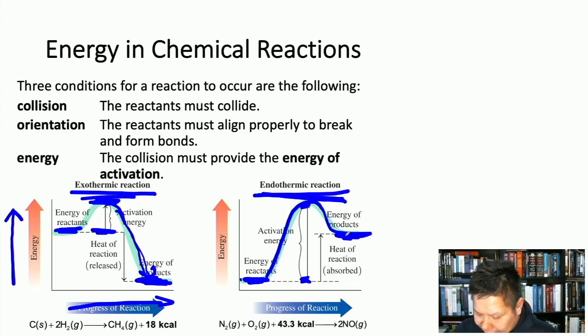In this particular example here, we have solid carbon and hydrogen gas combining with each other to make methane gas. And when that happens, 18 kilocalories of energy is released. So that is an exothermic reaction.